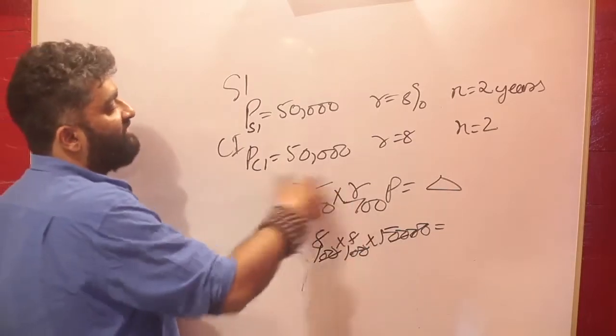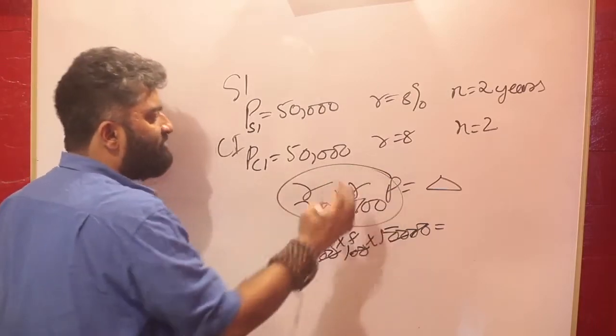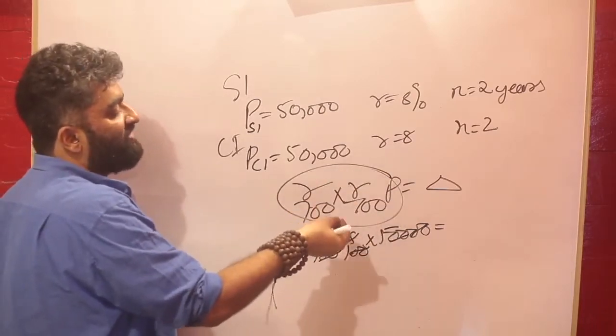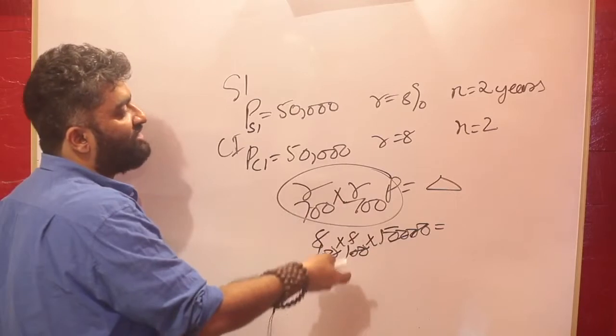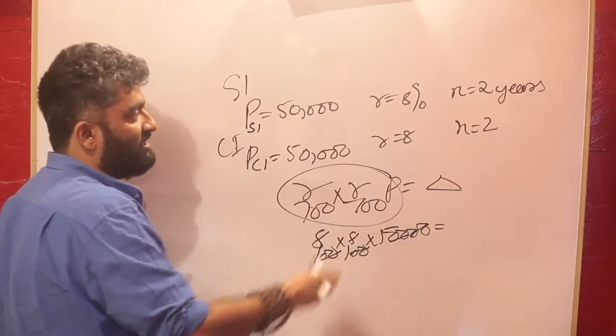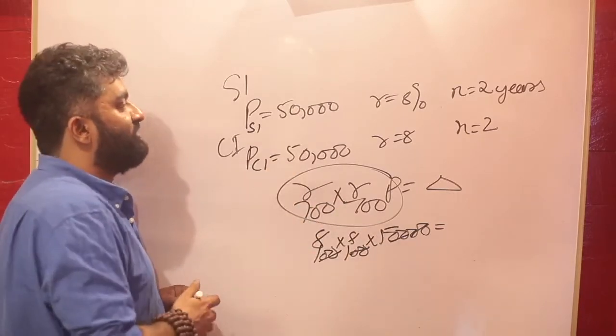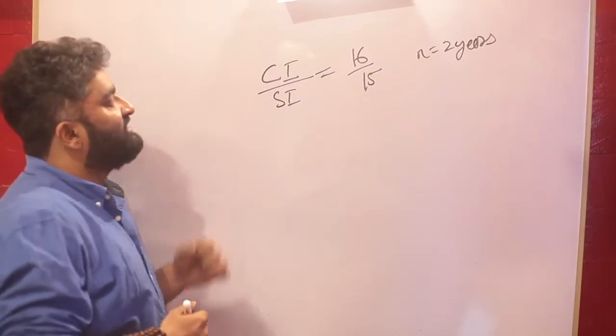So straight away, if I understand the very most basic idea that what is the change after 2 years, I could have used that formula to get to the answer faster, right? And other questions can also be made on this. Okay, let's try this question.